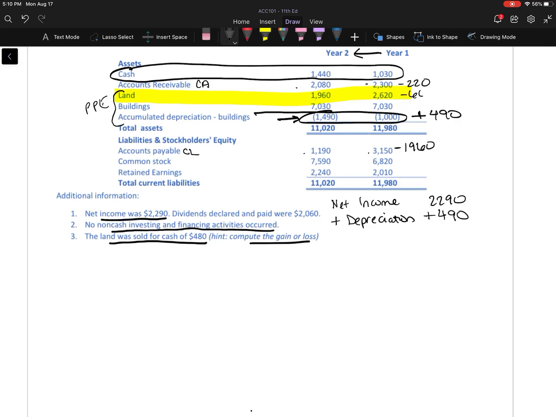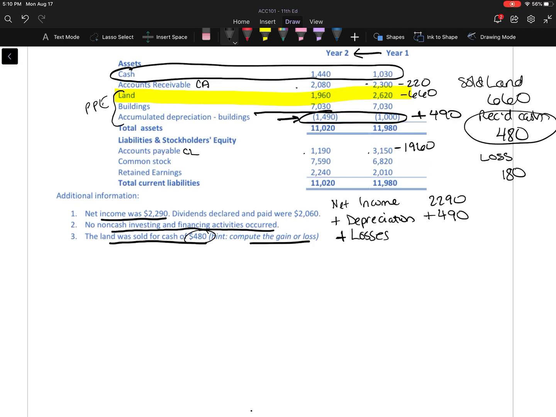So if I look at my land account, it went from $2,620 down to $1,960. So that is a decrease of $660. So I sold land that was on the books for $660 and I received cash for $480. So what does that look like to you? A gain or a loss? I receive less cash, so this is a loss, okay, of $180.